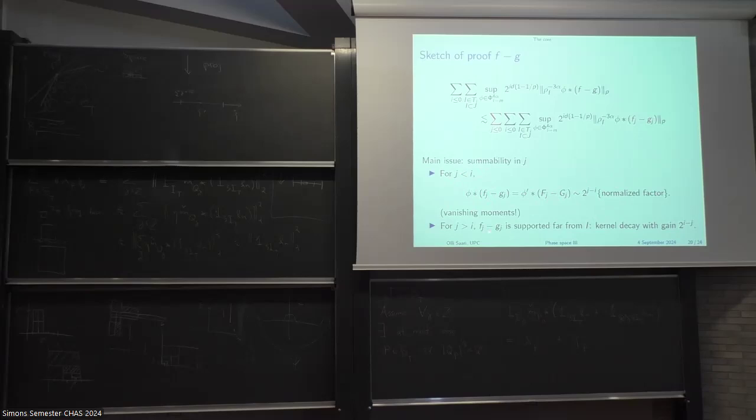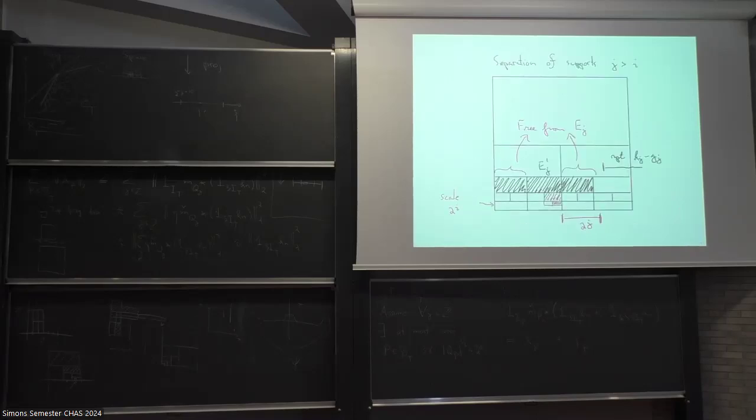And then there is the other case when J is larger than I, then this Fj minus Gj is actually supported far from the intervals of the tree. And we can use the kernel decay to get the factor in that case. And now putting these cases together, we can conclude the proof.